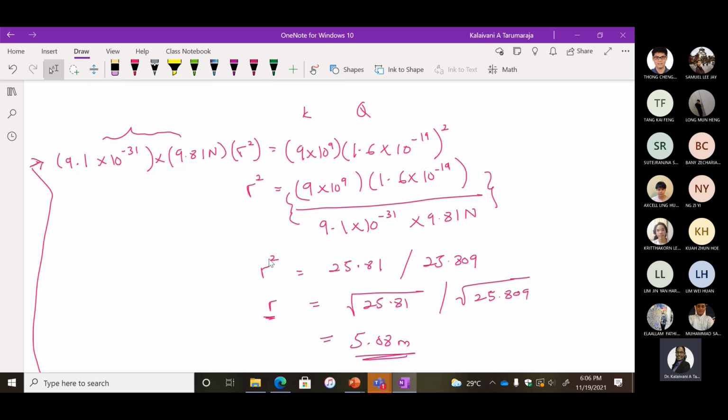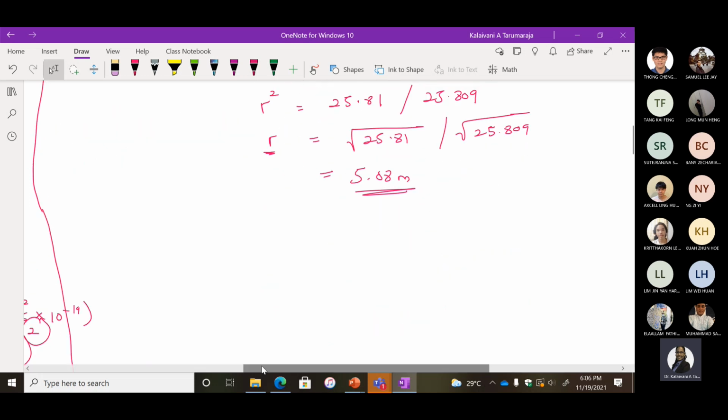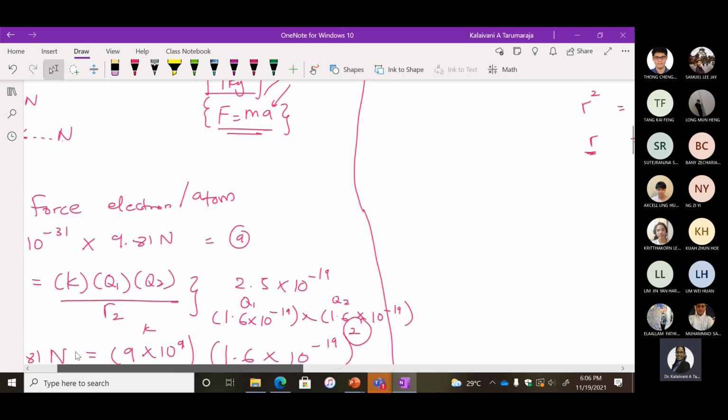So when you have the power, you bring it to the other side, and of course you take the square root. Once you do the math calculations, you get the final answer 5.08. This will be your distance. So that's the one I want you to have a look at. This is the first one, from the slides.